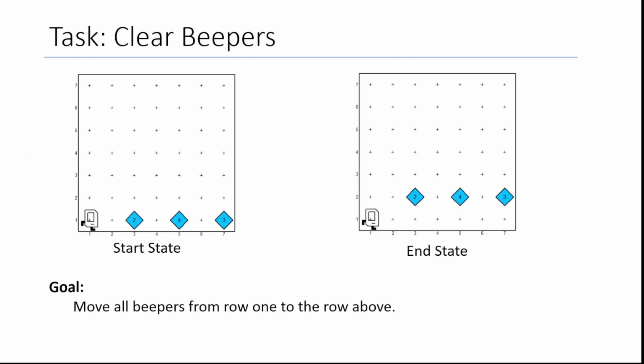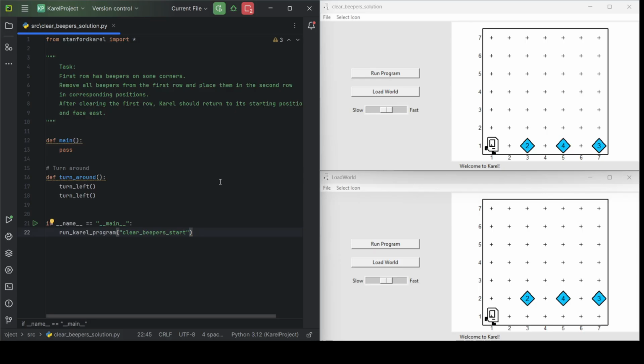In this task, Karel has to move all beepers from the first row to the row above. Let's go to PyCharm. Here we have a Python file, clear beepers solution, with code to load the initial state. You can find these worlds and the solution in my GitHub repository.